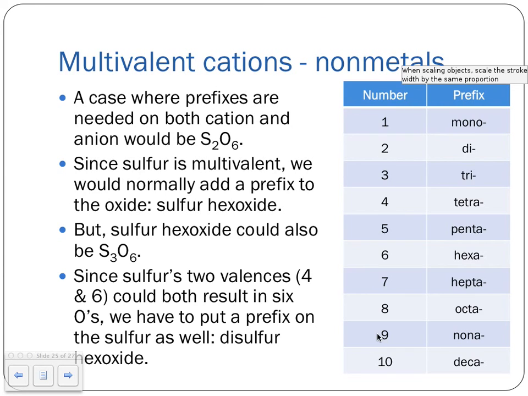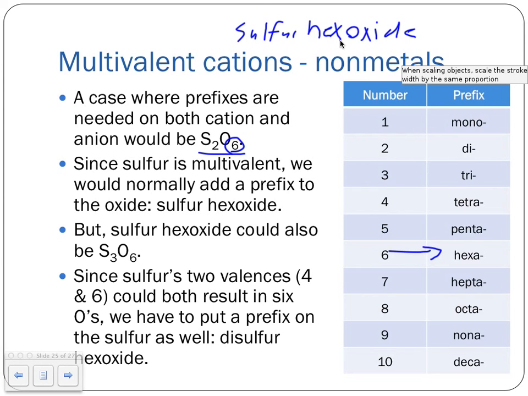A case where prefixes are needed on both cation and anion would be this right here, S2O6. So sulfur, as we saw before, is multivalent, either +4 or +6. So you'd say, okay, I got sulfur, I got oxide right here. Since sulfur is multivalent, I have to describe the number of oxygens. It's 6. 6 is hexa. So I would do hexoxide right here. So sulfur hexoxide. Am I done?